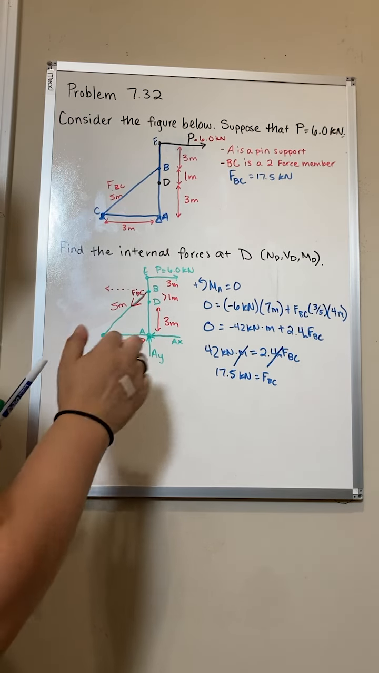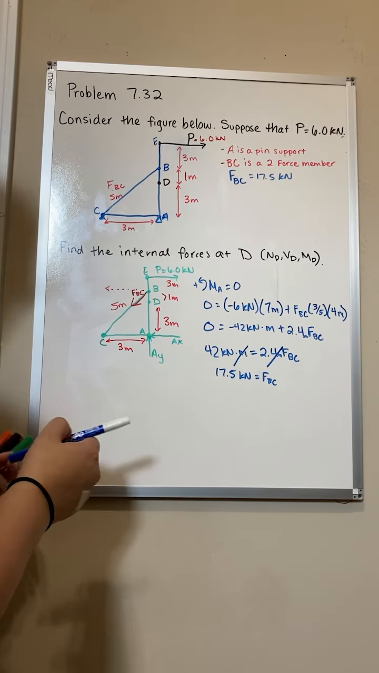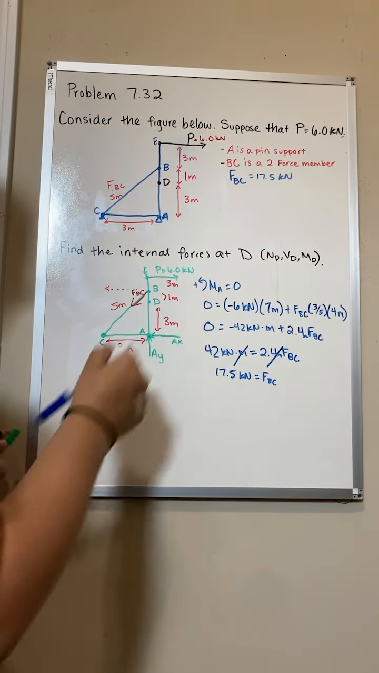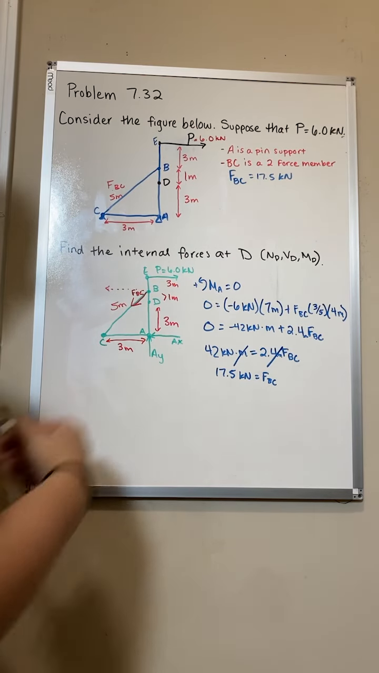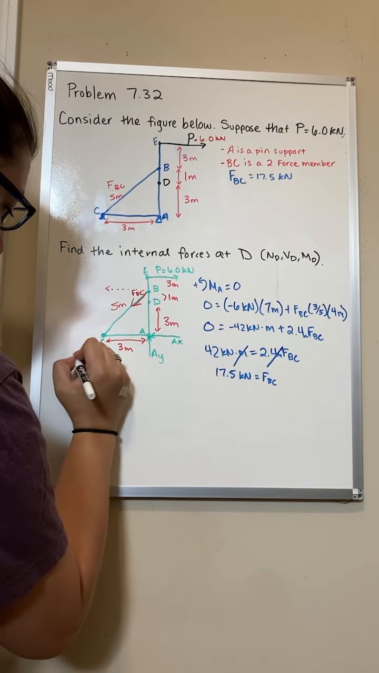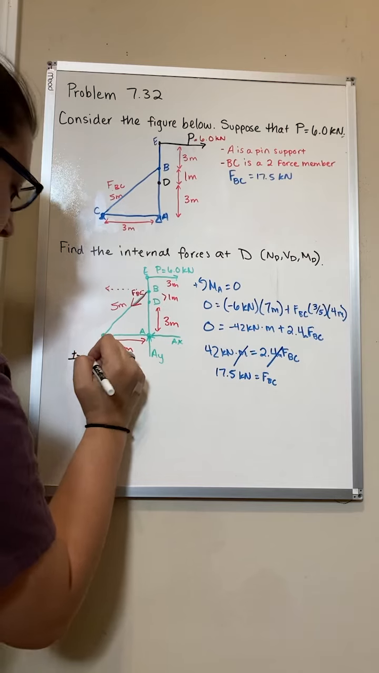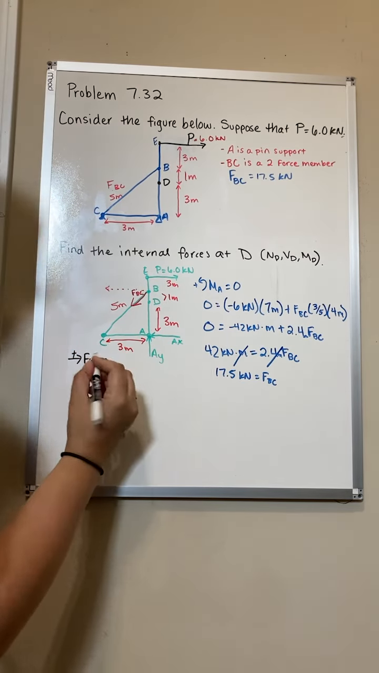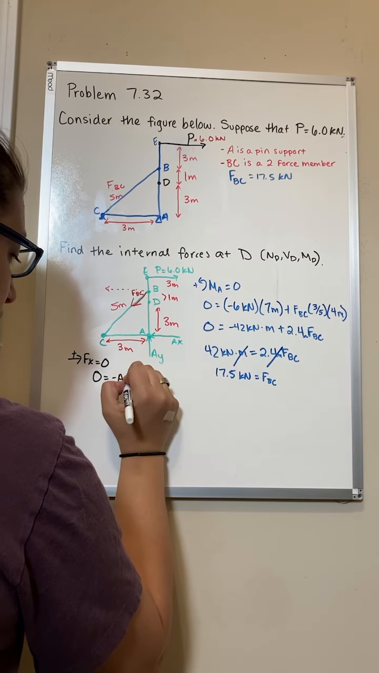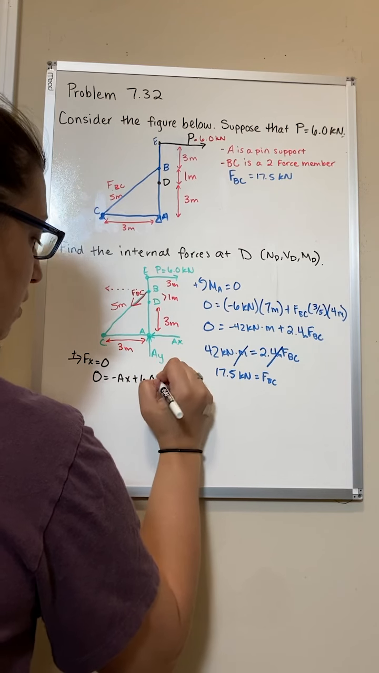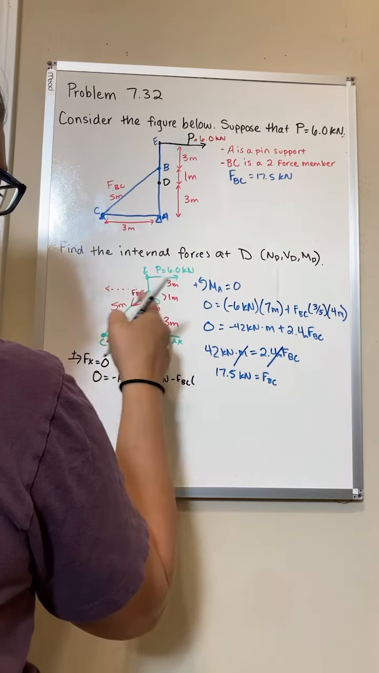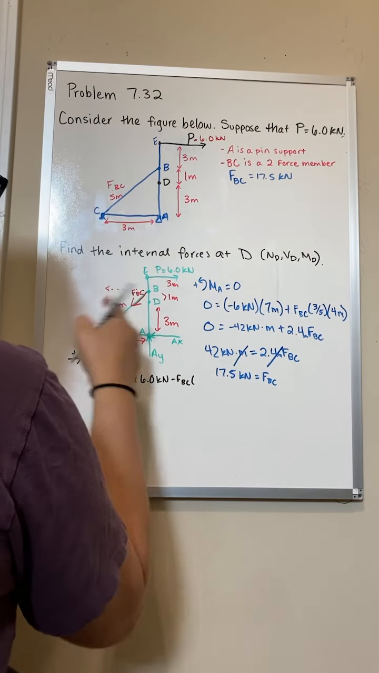Okay. So now that we have that, we can go back to our equations of equilibrium and figure out, first off, what our AX is going to be with the horizontal component and our force here. So we're going to find, with going to the right being positive, the sum of Fx equals 0. So 0 equals negative AX plus 6.0 kilonewtons minus force BC times the horizontal component, which is going to be 3/5.